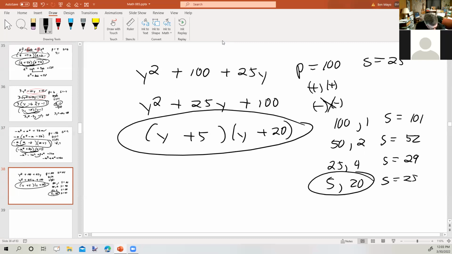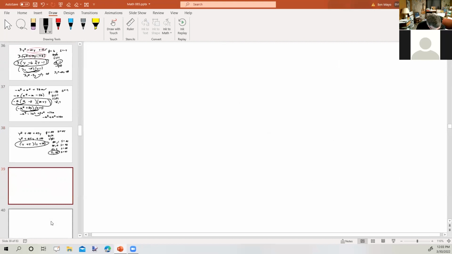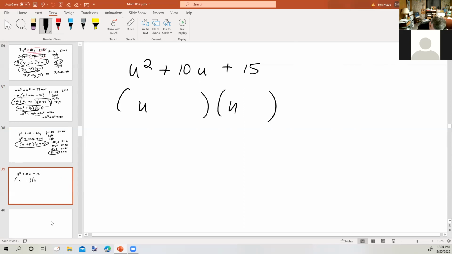Let's see here. How about this one? u squared plus 10u plus 15. So this is a trinomial. It's in standard form, descending powers of u. It has a leading coefficient of 1. There's no greatest common factor, so we need a product that's 15 and a sum that's 10.